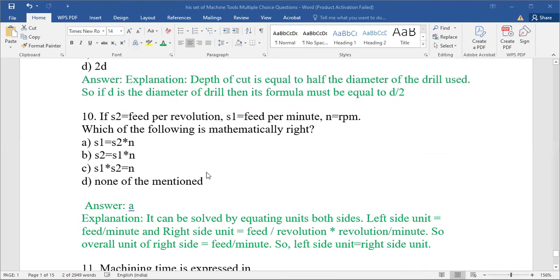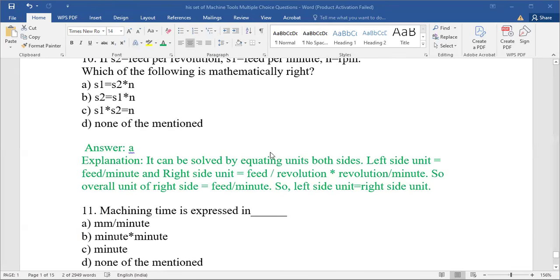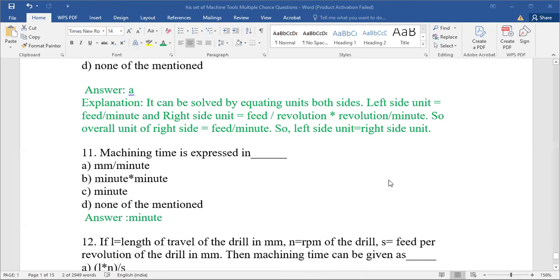If S2 is feed per revolution, S1 is equal to feed per minute, N is equal to RPM. Which of the following is mathematically right? S1 equal to S2 into N, S2 is equal to S1 into N, S1 into S2 equal to N, none of the mentioned. The answer is S1 is equal to S2 into N. It can be checked using units: left side unit is feed per minute, right side unit is feed per revolution times revolution per minute.